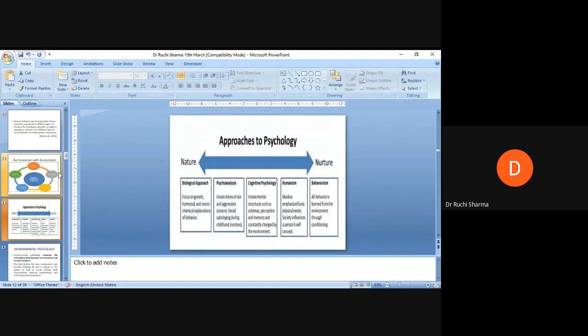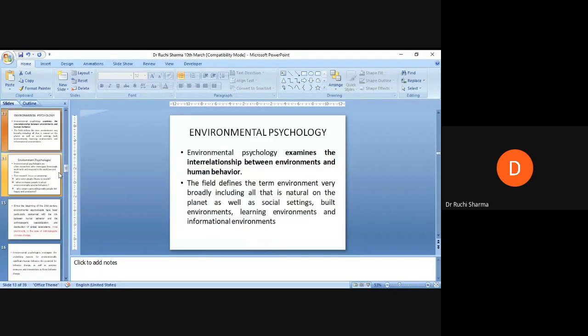Behaviorism, when we are talking about behavior, has Watson and Skinner, psychologists who worked in this field of behaviorism. The experiments conducted by them clearly signify that whatever behavior we exhibit in society is learned from the environment through conditioning. So it is our social environment which teaches us what our behavior should be.